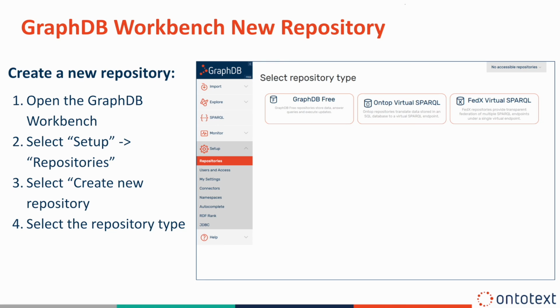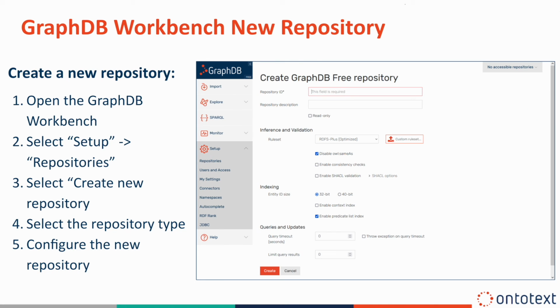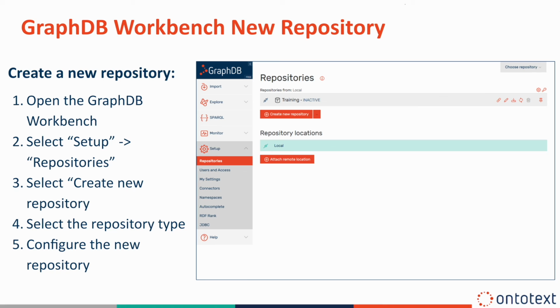First, we have to select the repository type from the list. And once done with configuring it, press Create. Our repository is now created. To use our new repository, press the Connect button. And if you want to set it as the default repository, use the pin.